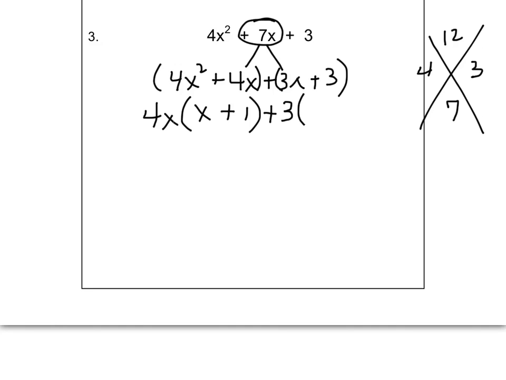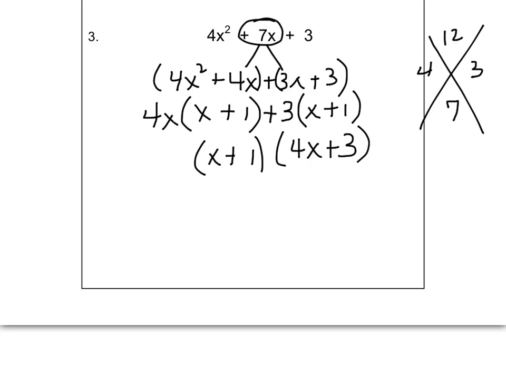Take out a 3. These have a 3 in common, and I'm left with an x plus 1 left over. Again, 3 divided by 3 is 1. I had an x, I didn't take it away, still have it. 3 divided by 3 is 1. There aren't any x's, so there shouldn't be any left over. Okay? They both have an x plus 1 in common, and a 4x plus 3 is left over. All right. So again, answers in the form of two binomials.